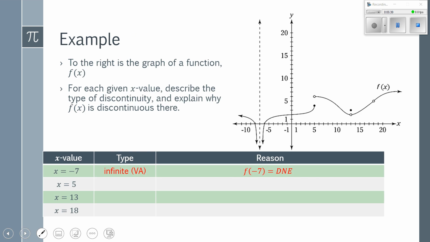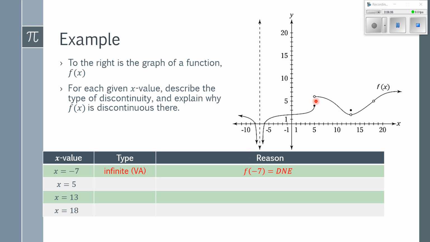So here in this graph, I have different discontinuities. At x equals -7, there's an infinite discontinuity or a vertical asymptote. And I can see from this that if I'm asked for the reason it's discontinuous, I can say, well, f of -7 doesn't exist. Or I could say the two-sided limit is -infinity, which is not a real number and doesn't exist.